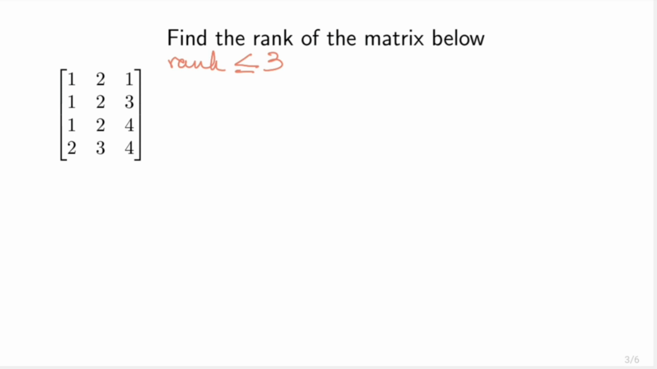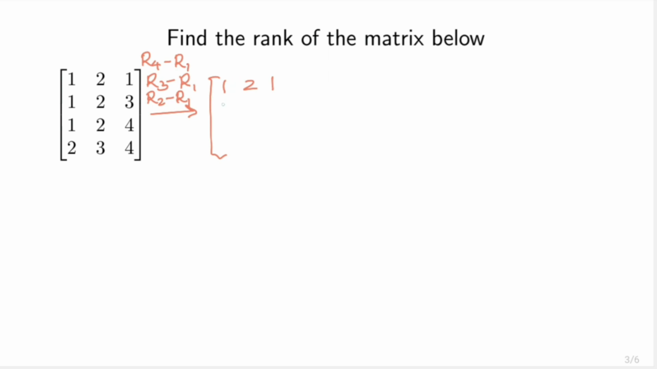Now let's see what we actually get. So here we do row reduction. We can subtract row 1 from everything. Subtract row 1 from every other row. And what does that give us? Well, row 1 remains the same, 1, 2, 1. We subtract it from row 2, so row 2 minus row 1, we'll do row 3 minus row 1, and then we'll do row 4 also minus row 1.